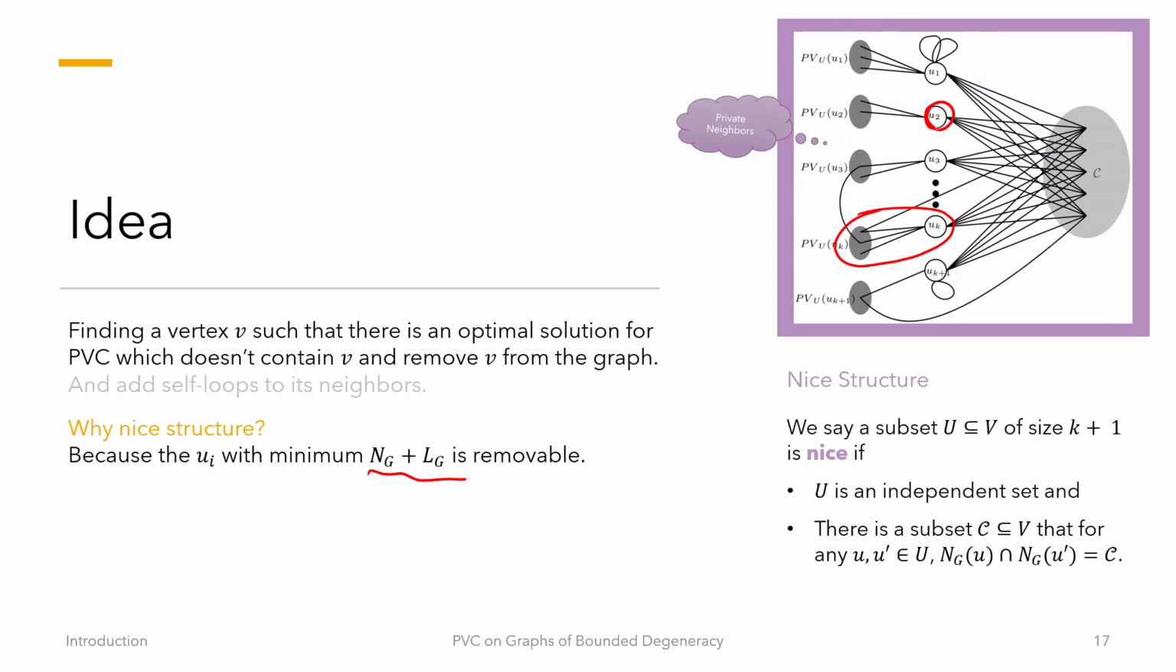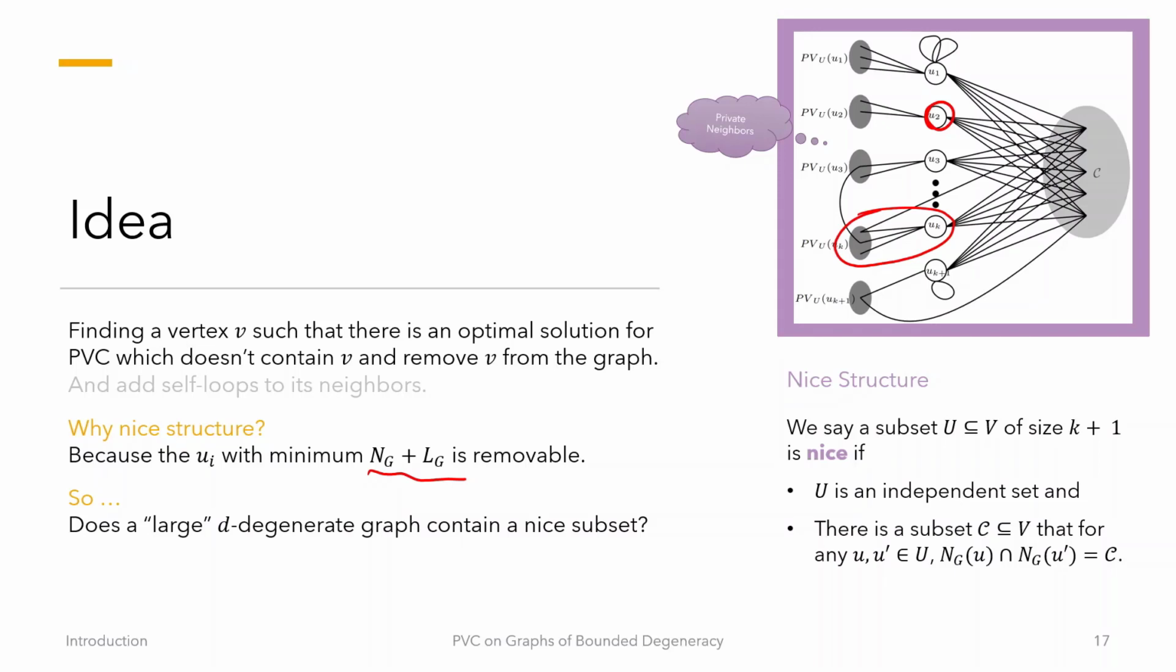So in that case, we can replace Uk with U2, and it's better because the number of incident edges is more, and no private neighbor is already in the solution, so it will cover more edges. From now on, we are trying to find a nice structure in the graph, and the question is: does a large degenerate graph contain a nice subset or not?